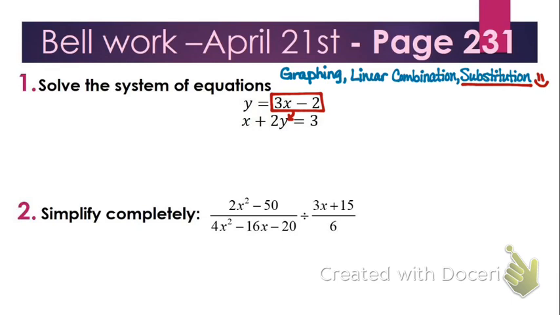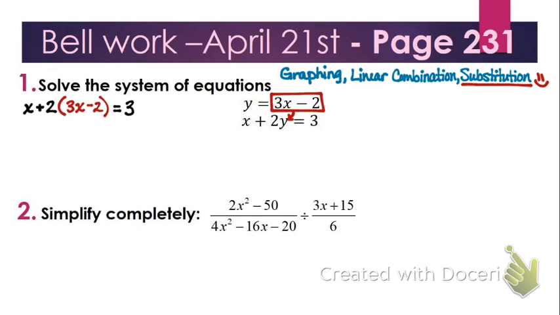These y's are the same. All right, so I would have x plus 2, and then I would make my substitution. Instead of writing the letter y, I'm going to substitute something that has equal value, 3x minus 2, and then I recopy my equals 3.